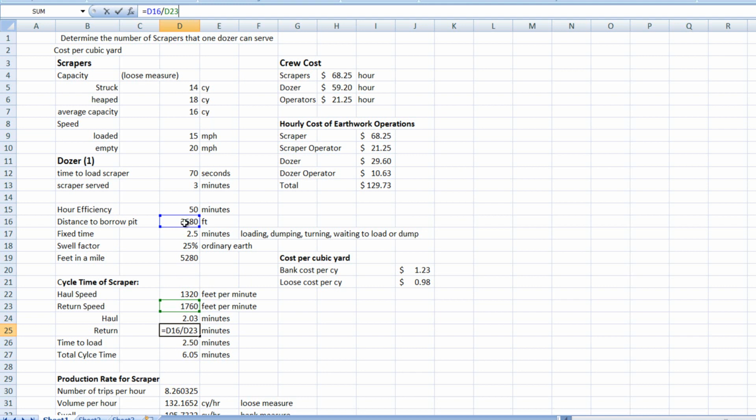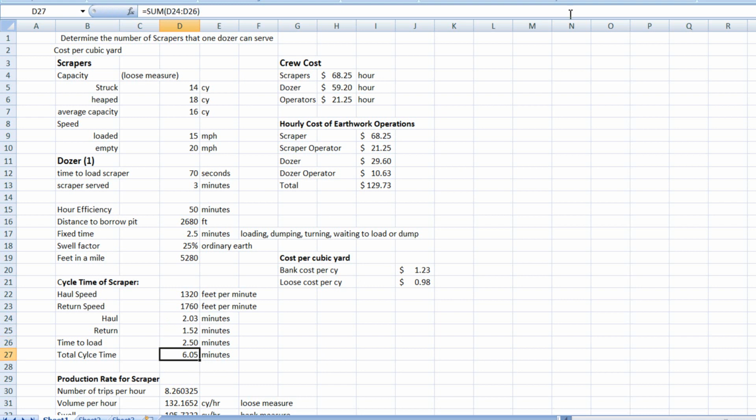2,680 feet is the distance to the pit. On our way back, we can drive 1,760 feet per minute. So it's just a matter of getting these in the right and consistent units. The time to load, they gave that to us. It was a fixed time of 2.50.